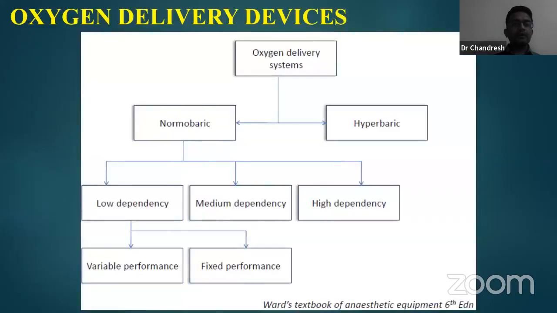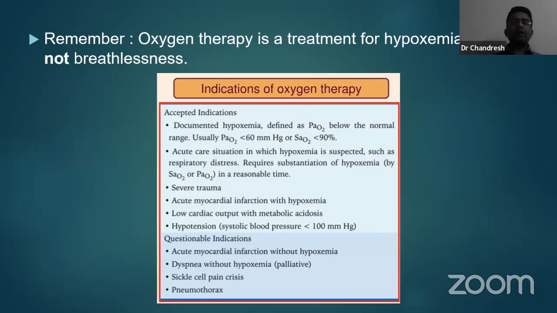Next, let's see what the indications are. Oxygen therapy is a treatment of hypoxemia. Never think that any breathless patient will require oxygen. No, not at all. For the indications of oxygen therapy, there are a few accepted conditions. If you see that the patient has a PaO2 in the ABG of less than 60 mmHg, or an SaO2 in the ABG of less than 90%, you can start oxygen therapy. In an acute care situation in which hypoxemia is suspected, like sudden respiratory distress, such patients will require oxygen therapy.